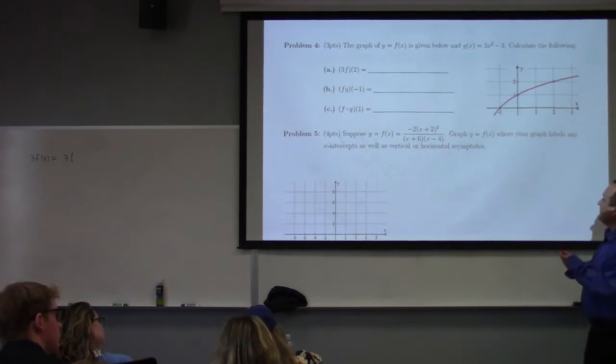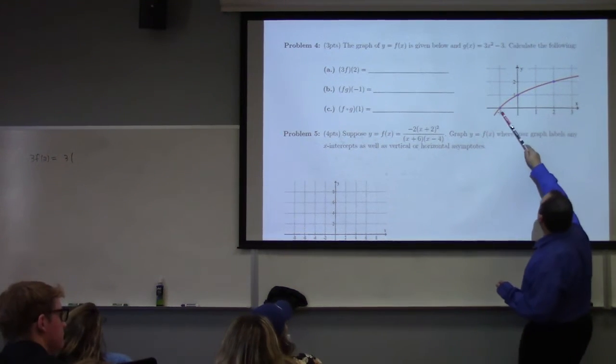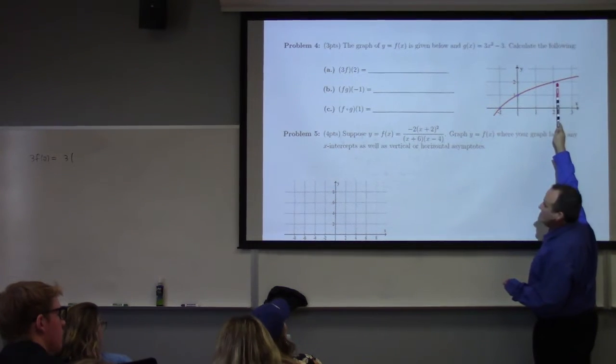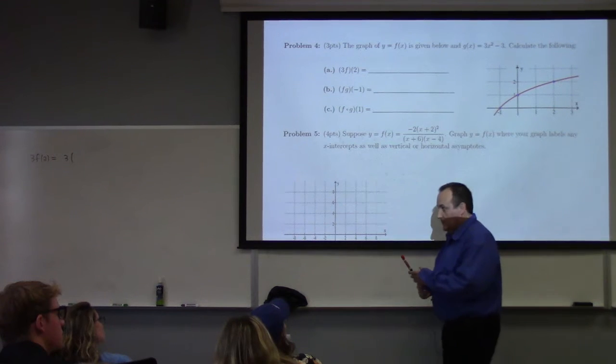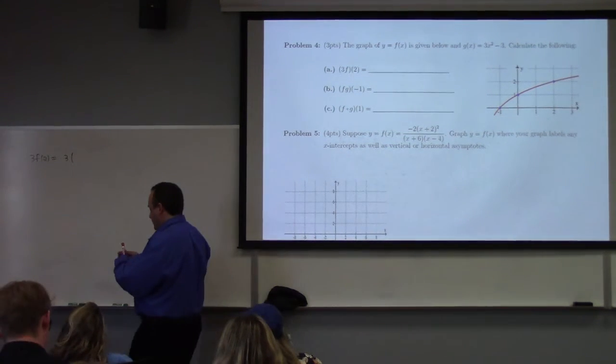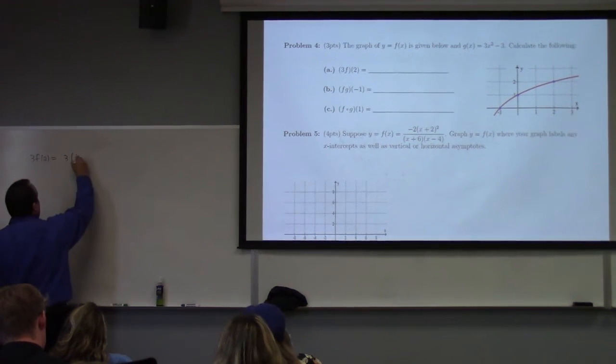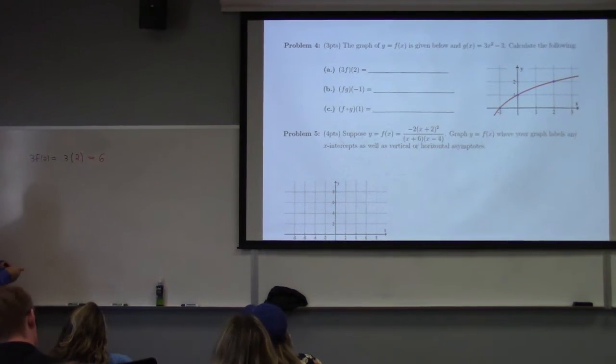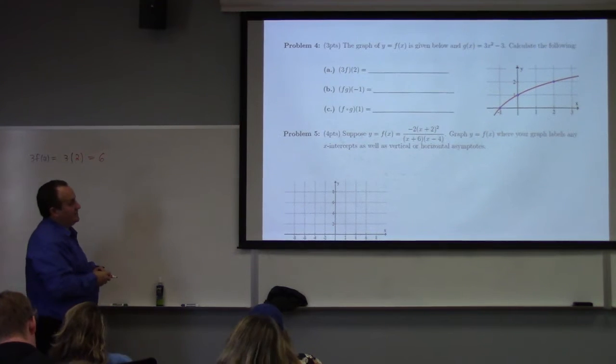Let's see here. So f of 2, this is the graph of f, right? So I go to 2, I go up here. f of 2 is actually equal to 2. So I have 3 times 2, which gives me 6. All right? That's all there is to that.